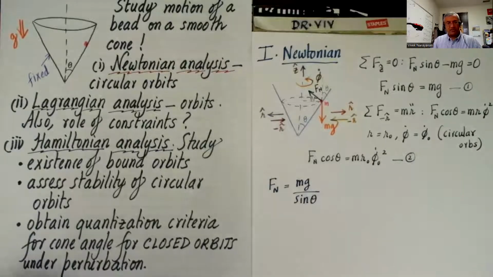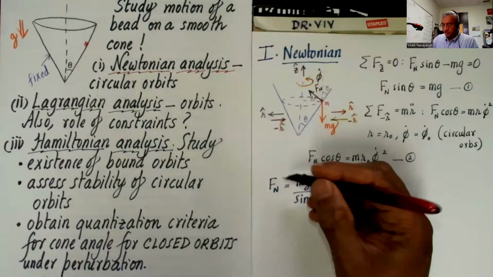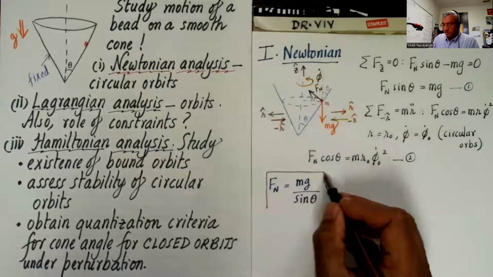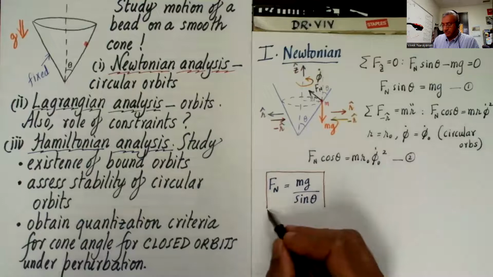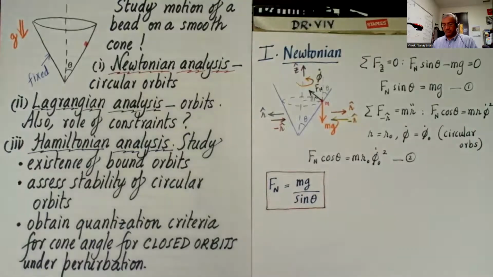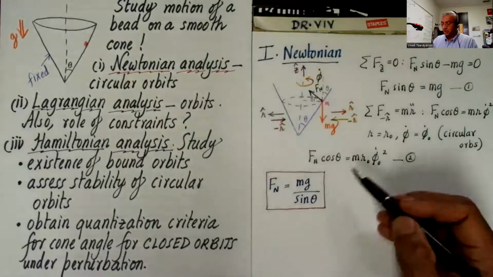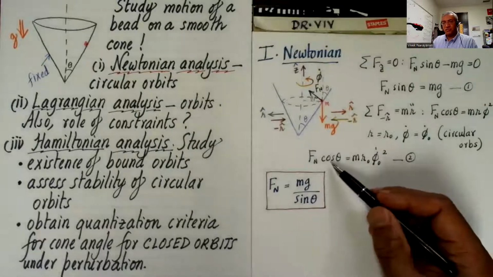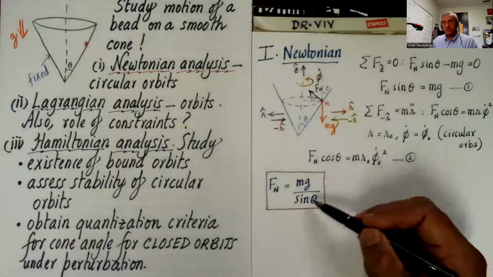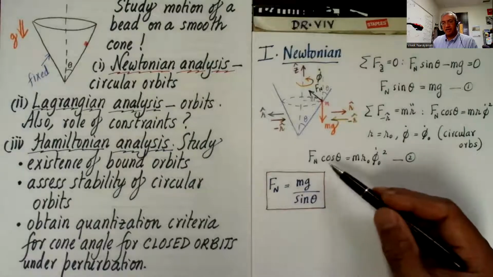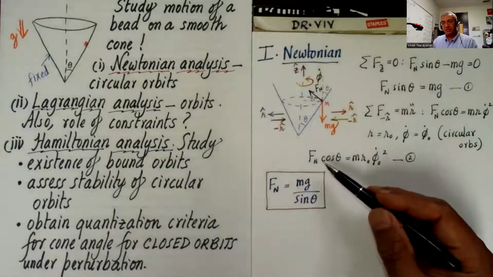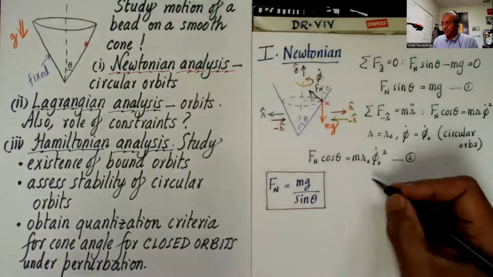Let me box that. And we're going to use this to compare what the Lagrange parameter gives us in method 2. So let's save that result. We'll need it later. Now you can either put this in there, which let me just do that. So if I substitute for Fn in there, I'll get mg cosine theta over sine theta, which is mg cot theta.